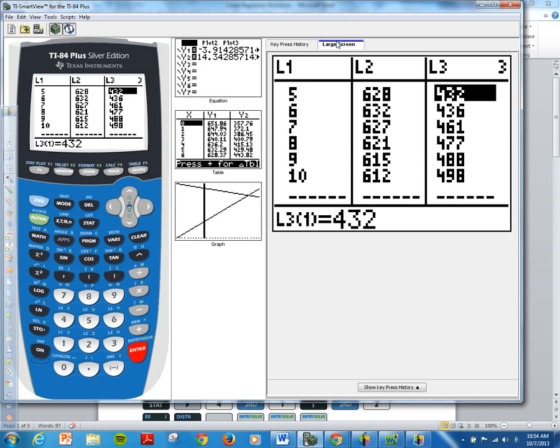So enter those in. You got to make sure your calculator says list 1, 2, and 3. And I figured out a better way to plug the equation into the y equals. It's easier, less buttons to push.